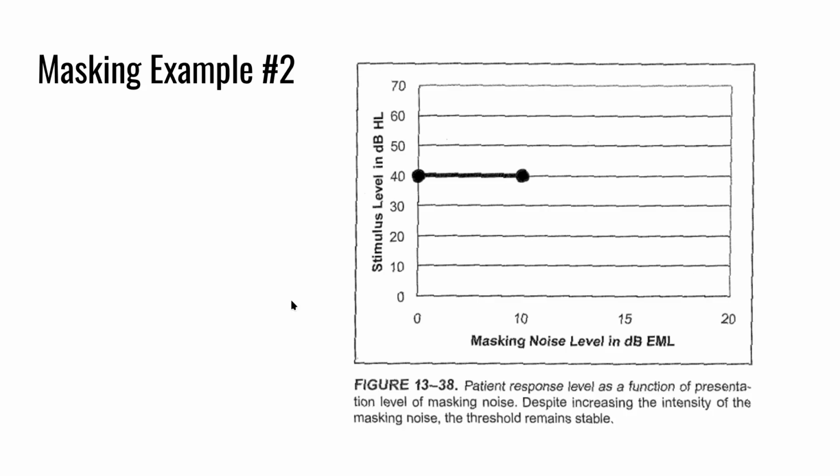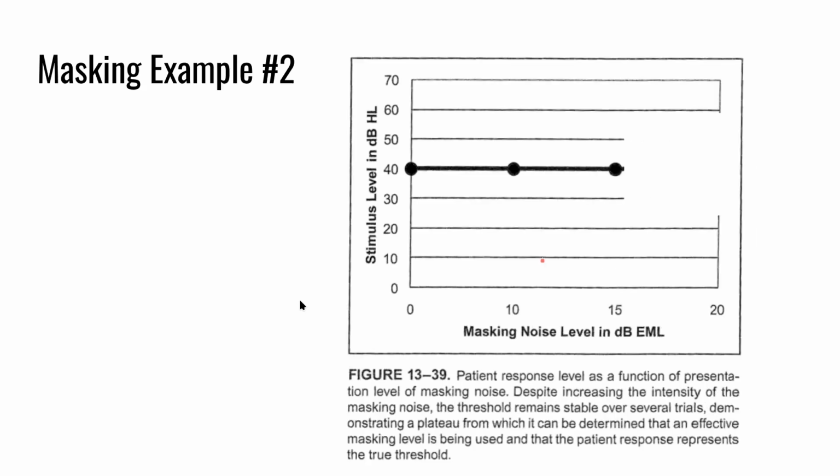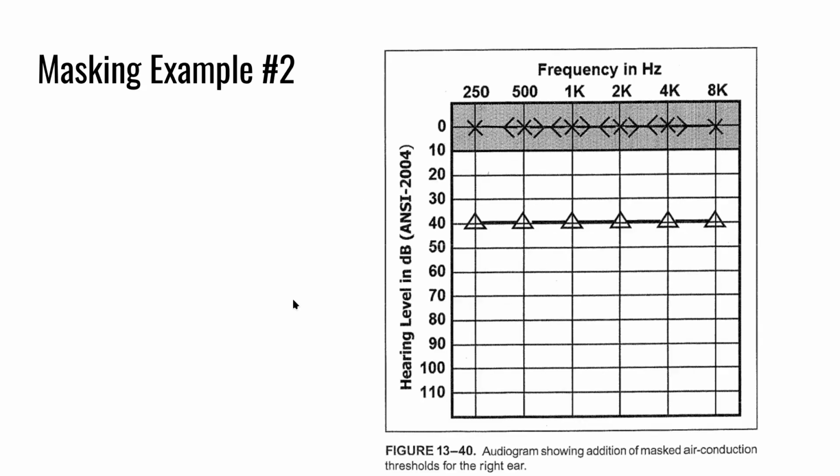How do we interpret this? Where do we go from here? Do we raise the tone or the noise now? We raise the noise by another 5 dB. What happened? Did we get another response or no? When we raise the masker from 10 to 15 dB, are we done? What do we do now? Yes, we raise the masker from 15 to 20 dB. What happened? What do we do now here? Go from 0 to 20 dB. Looks like we've plateaued. We've got masked air conduction thresholds.